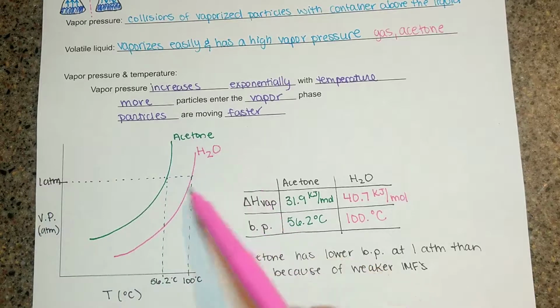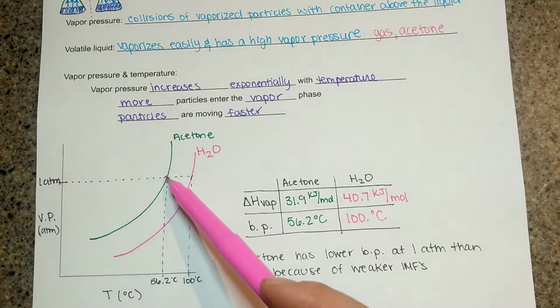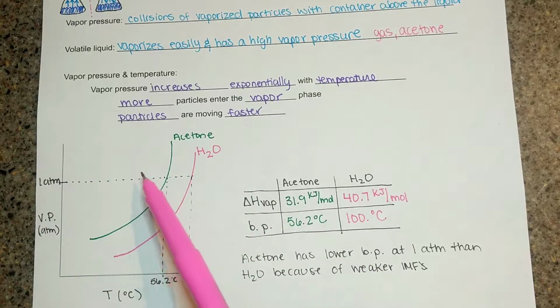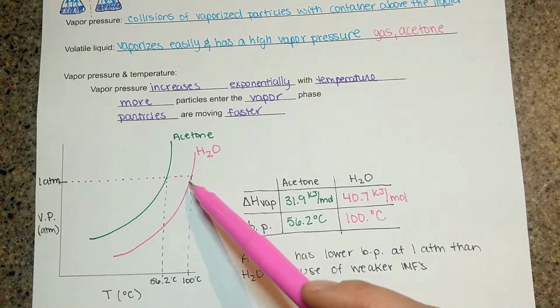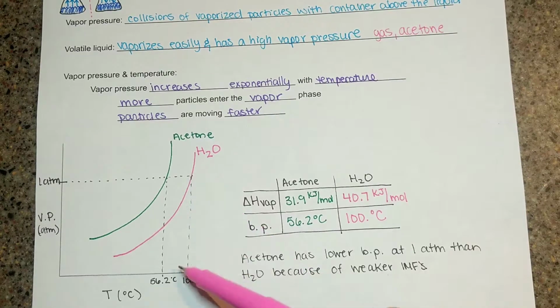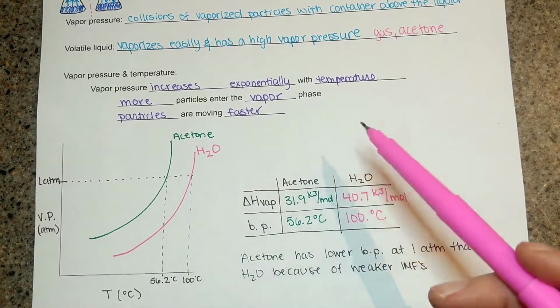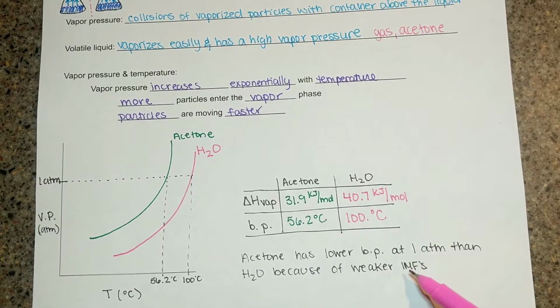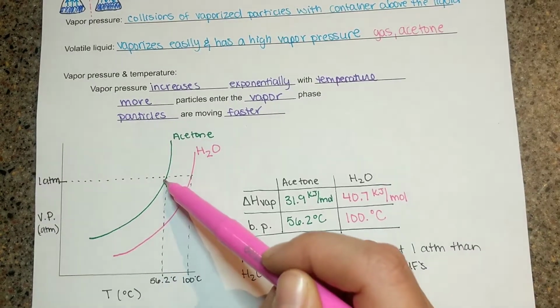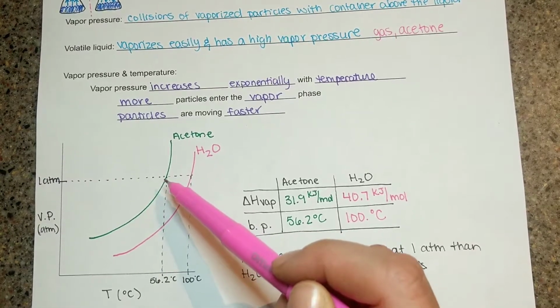We can read across for acetone and water. At 1 atmosphere, acetone is going to boil, going from the liquid to gas phase, at 56.2 degrees Celsius, whereas water is going to get to its vapor phase at 100 degrees Celsius. So we can see that acetone will have a lower boiling point at 1 atmosphere than water because it has weaker intermolecular forces. It requires less energy to get the molecules to move from one phase to the other.